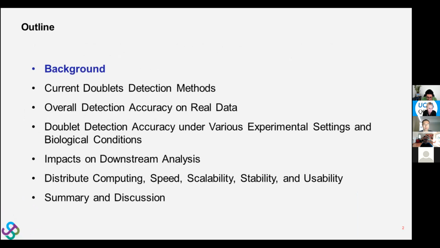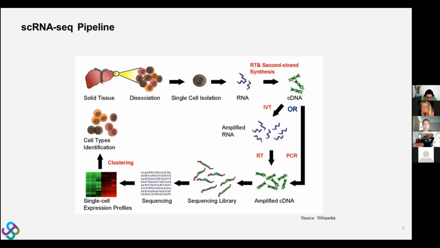First, let's give a brief introduction about the background. This is a very brief figure about the single-cell RNA sequencing pipeline. We start from a solid tissue, and then we isolate the tissue into single cells, capture single cells and label those cells, so that we can identify the RNA in each cell and do the sequencing. After that, we obtain our data matrix and do the downstream data analysis.